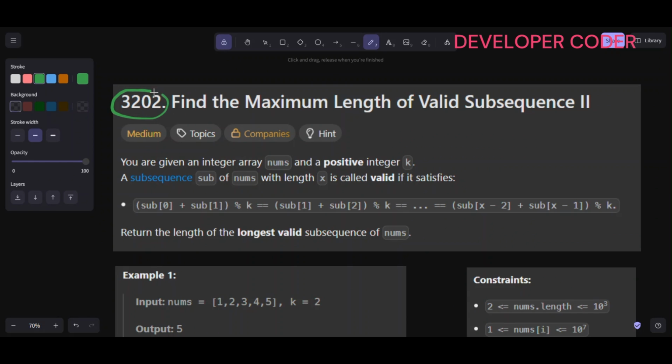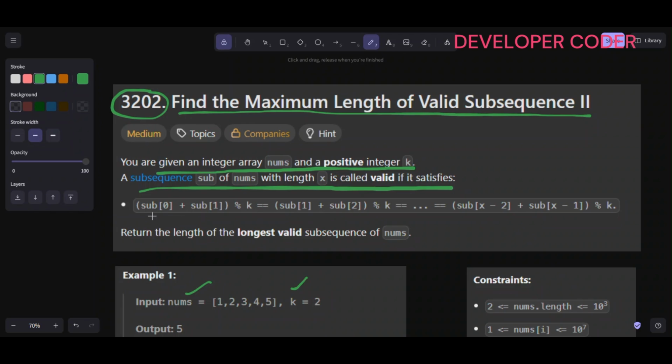Problem number 3202. Find the maximum length of valid subsequence 2. So let's read the problem statement. You are given an integer array nums and a positive integer k. A subsequence of nums with length x is called valid if it satisfies this condition: (sub[0] + sub[1]) % k == (sub[1] + sub[2]) % k == ... == (sub[x-2] + sub[x-1]) % k. So we have to return the length of the longest valid subsequence of nums.